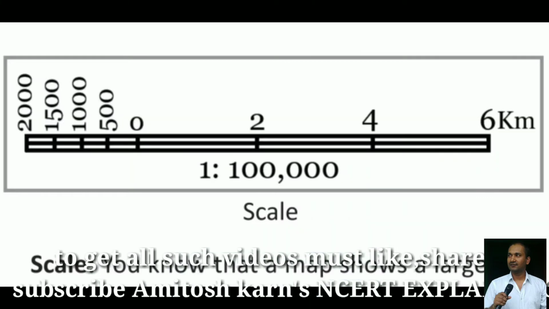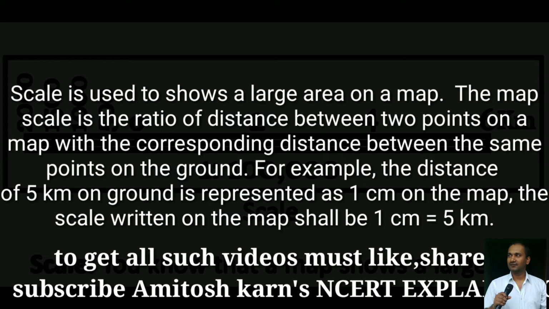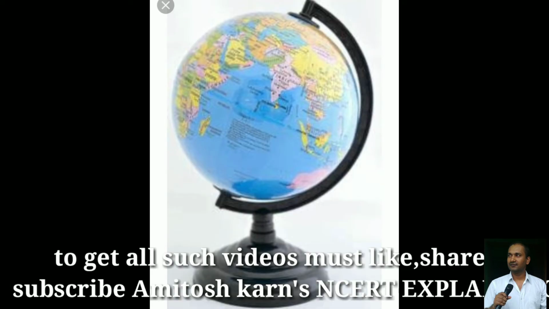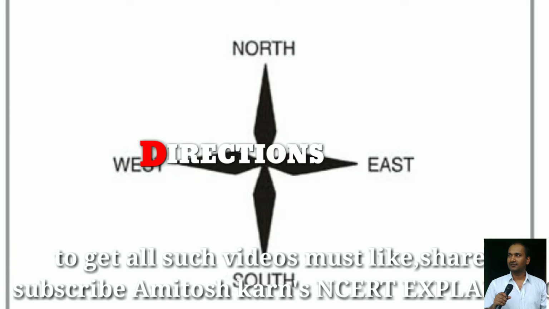What is scale? Using a scale, a map shows a large area on a small paper. The map scale is the ratio of distance between 2 points on a map with corresponding distance between the same points on the ground. For example, the distance of 5 km on a ground is represented as 1 centimeter on the map. The scale written on the map shall be 1 centimeter equal to 5 km.